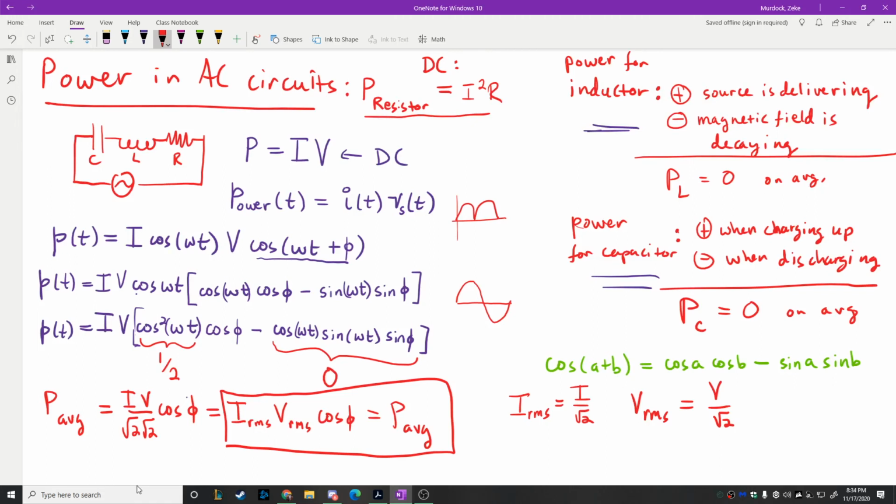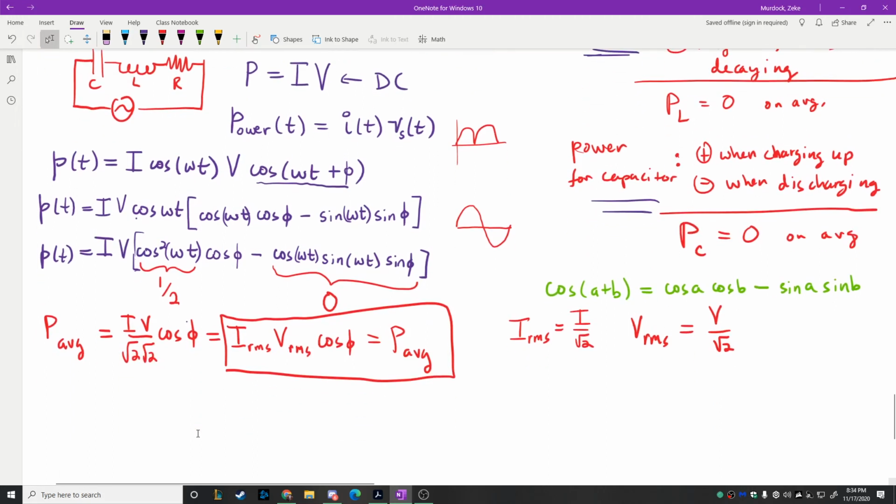Now, we can actually write this in a slightly different way. If you remember from the derivation we did a second ago, what was cosine phi equal to again? Someone want to remind me, what was cosine phi equal to? R over Z. That's right. R over Z.